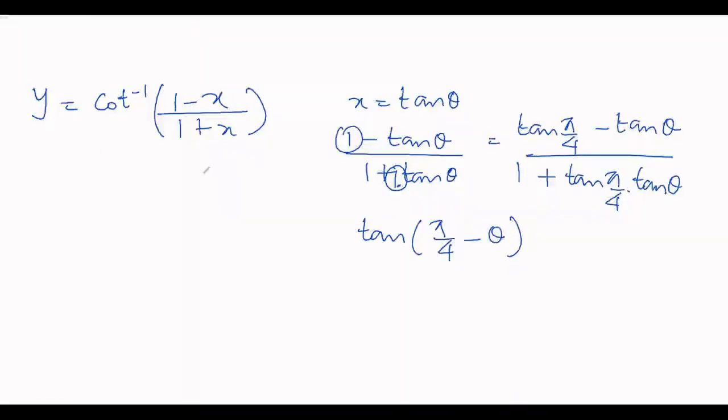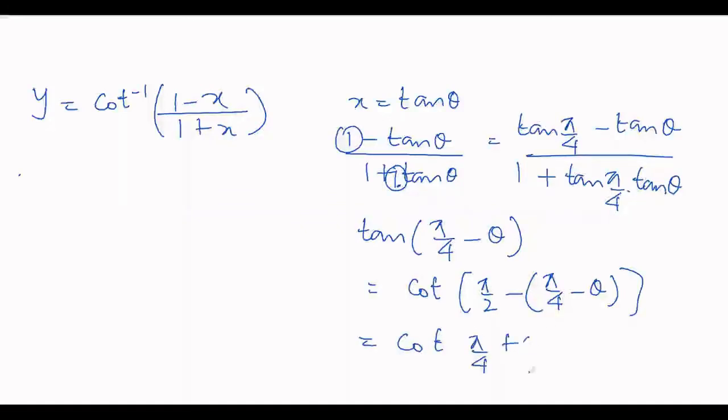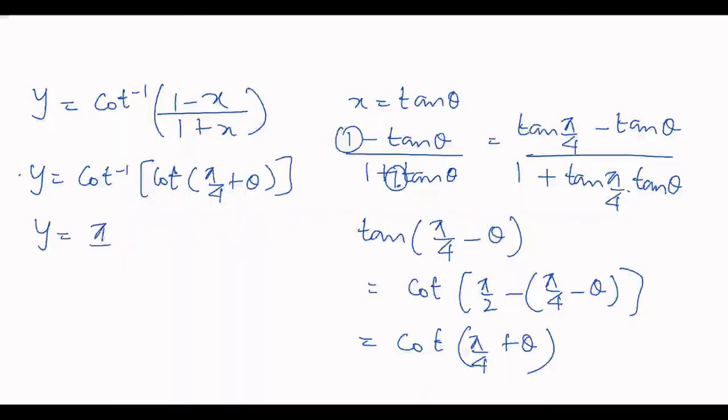So now since it is cot inverse, we have to rewrite this in terms of cot. So this is nothing but cot of pi by 2 minus pi by 4 minus theta, which can be expressed as cot of pi by 4 plus theta. So let me rewrite y, which is y is equal to cot inverse of cot of pi by 4 plus theta. So y is now reduced to pi by 4 plus theta, because cot inverse of cot theta is theta. Based on my substitution, theta is equal to tan inverse of x. So y is now pi by 4 plus tan inverse of x.